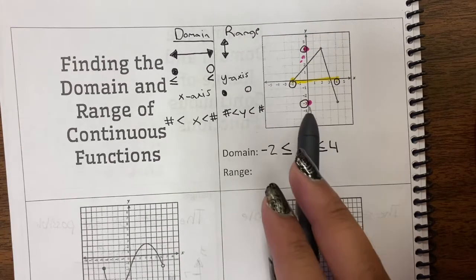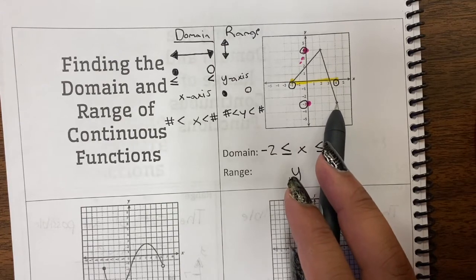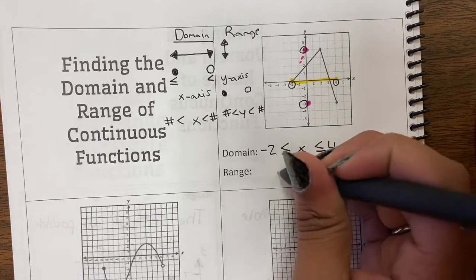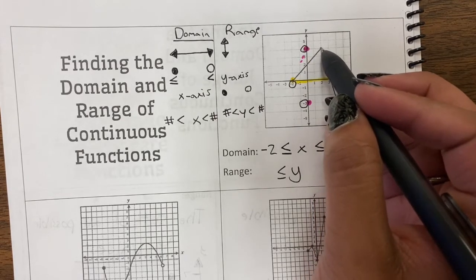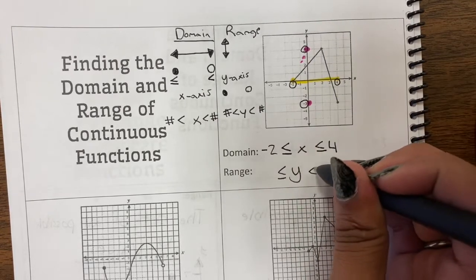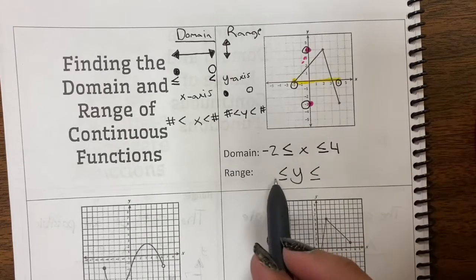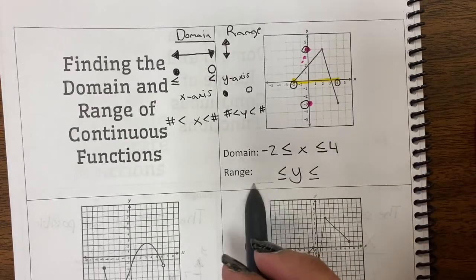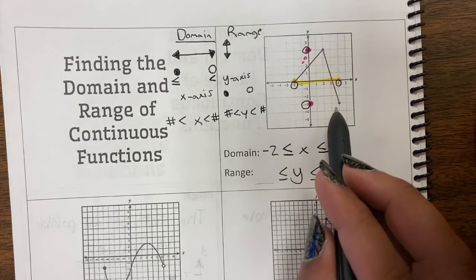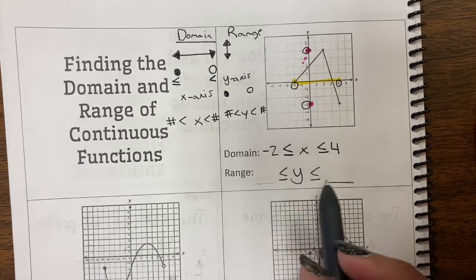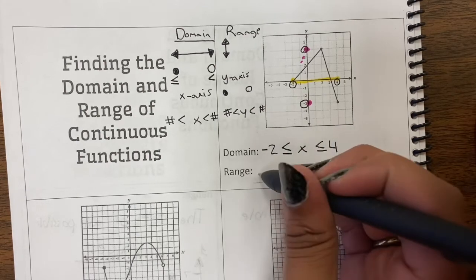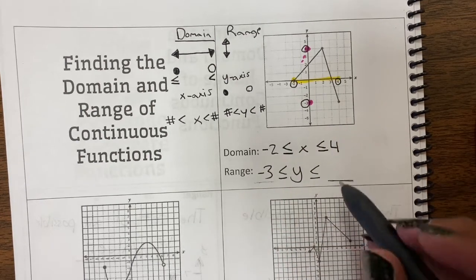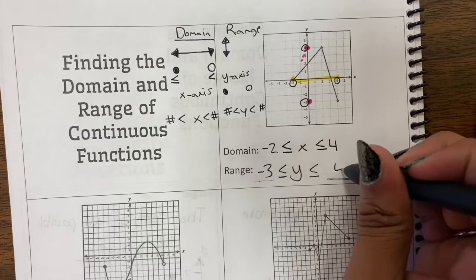At the lowest point, I see we have a closed circle, which means we're going to use the less than or equal to symbol. And at the highest point, we're going to use the same symbol because it's also a closed circle. So on this side, we have the lowest number, and on this side, we have the highest. So the lowest is going to match up with here, and the highest is going to match up with here. So the lowest number is -3, and the highest number is 4.